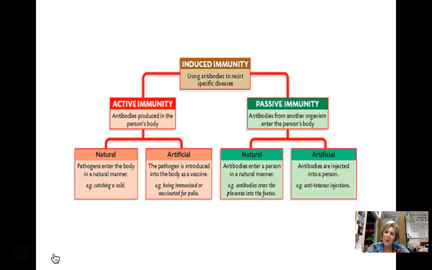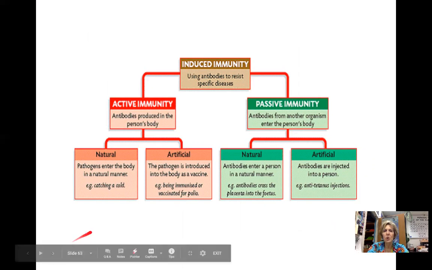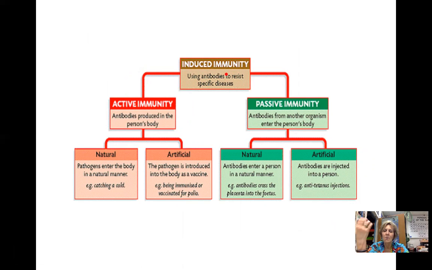So let's talk a little bit about immunity. How can we pass on immunity? So there are two basic ways that we can pass on immunity. Induced immunity means that you can make immunity happen in somebody else. Passive immunity is one type and active immunity is another type. So let's look at passive immunity first. In passive immunity, you are literally taking the antibodies from one organism to another. So the antibodies, remember, are those protein handcuffs.